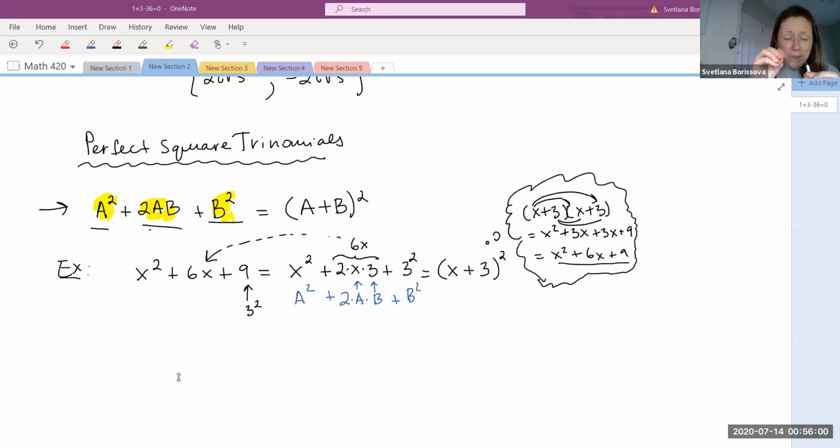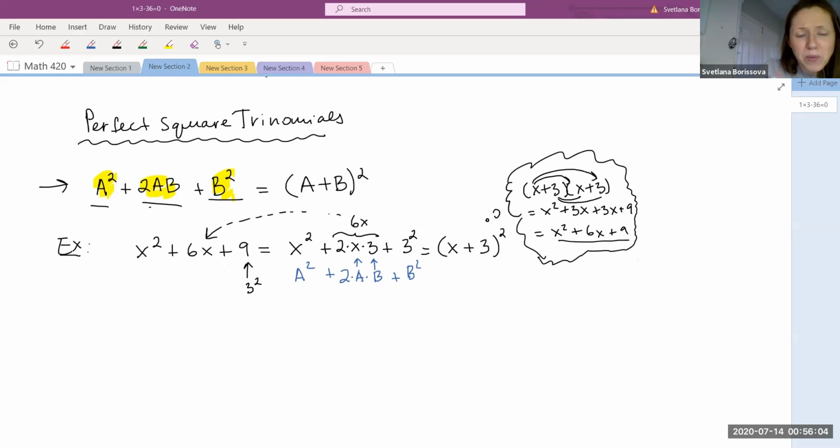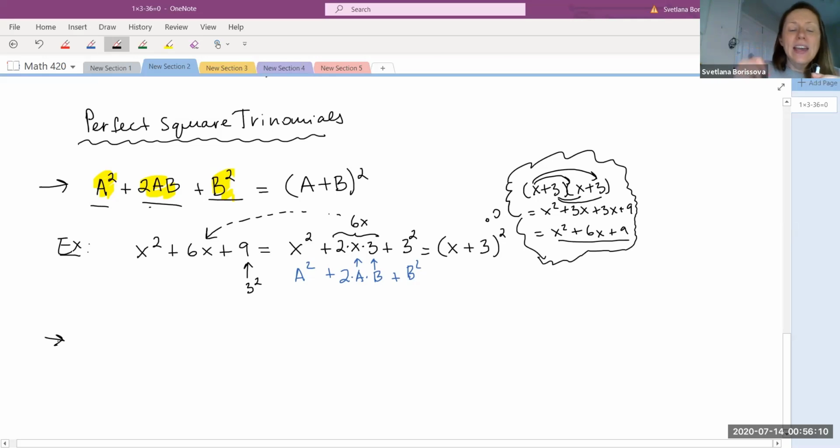Okay, now we're going to practice a little bit more of those perfect square trinomials. But before we do that, let me write down one more formula, it's going to be very similar. It's just another case that we can have, that the perfect square trinomial can have a minus sign here: minus 2ab plus b squared.